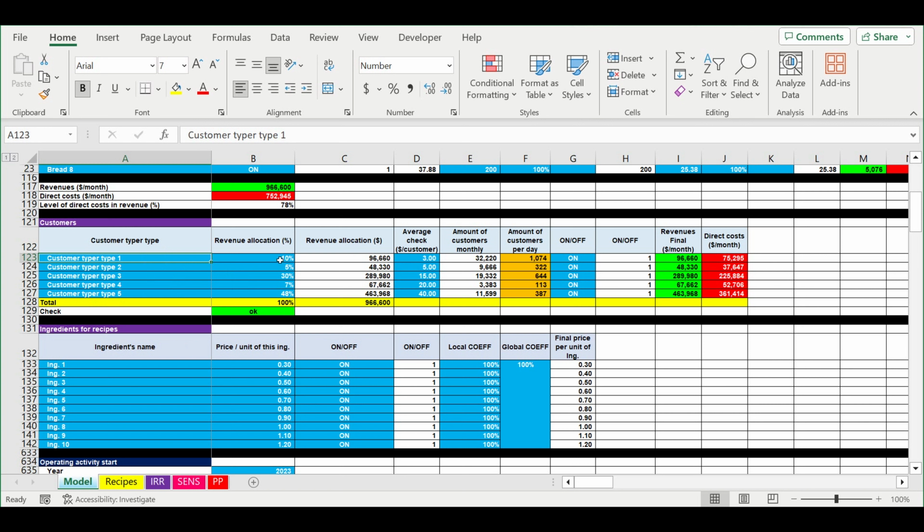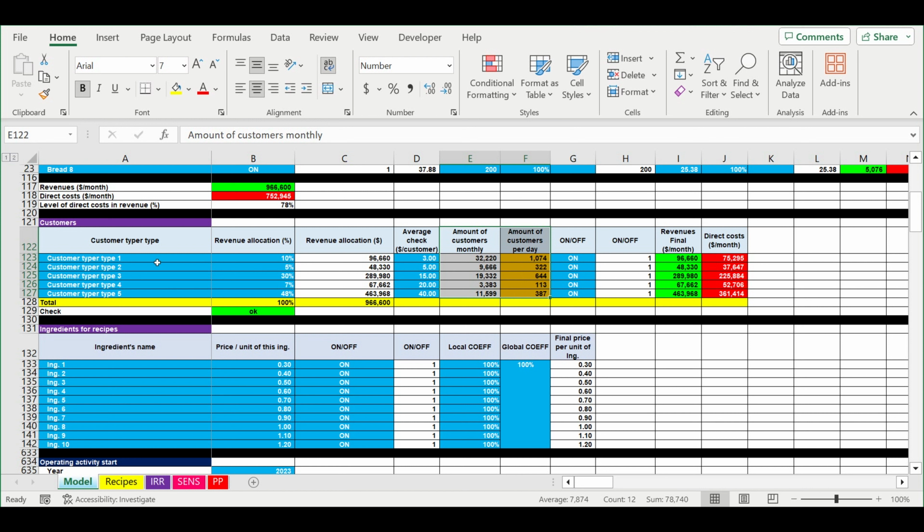In column B, let's allocate the revenues between different types of customers. Next step is setting up the average check for each type of customer. Here on the right, we have two very important columns for monthly and daily analysis. In these two columns, we can see monthly and daily amounts of customers of each type. We can make a decision whether this or that amount is real or fake.